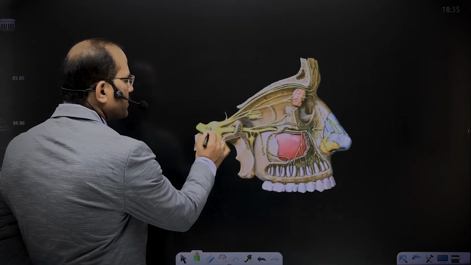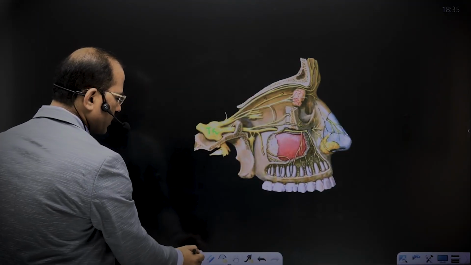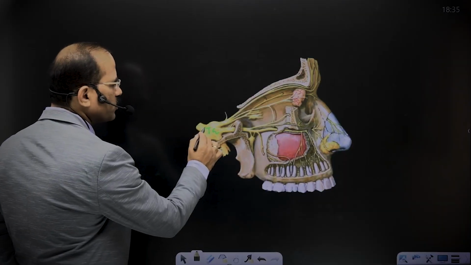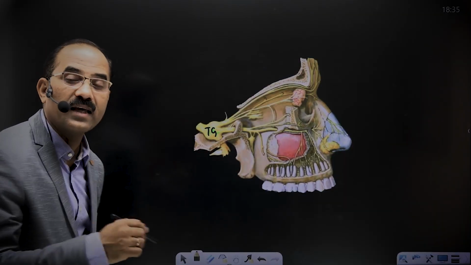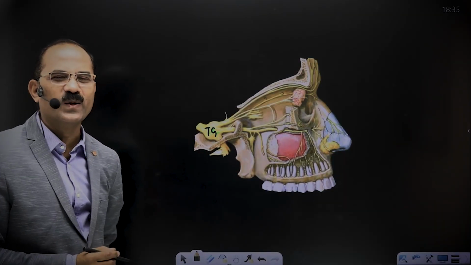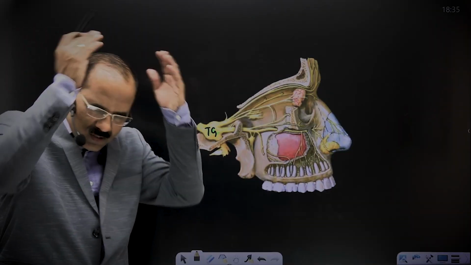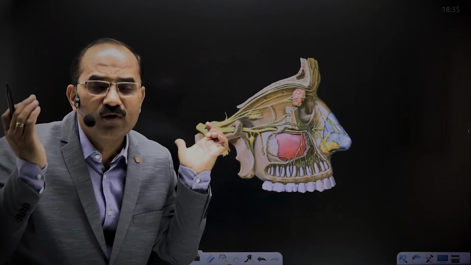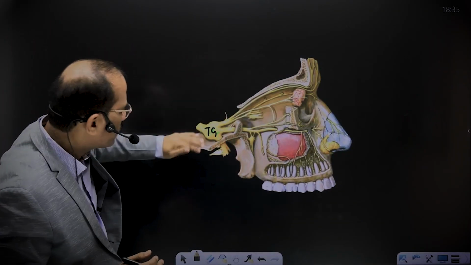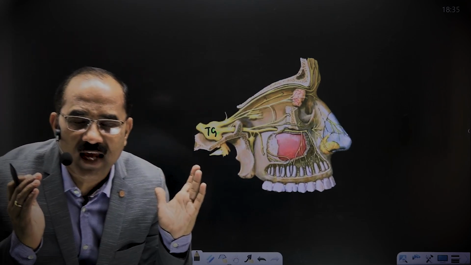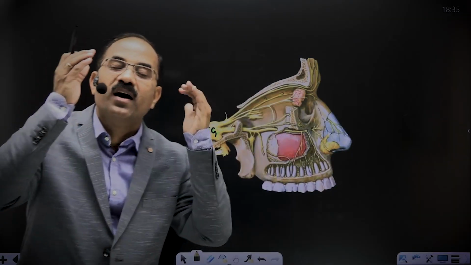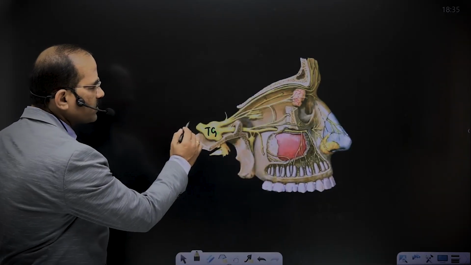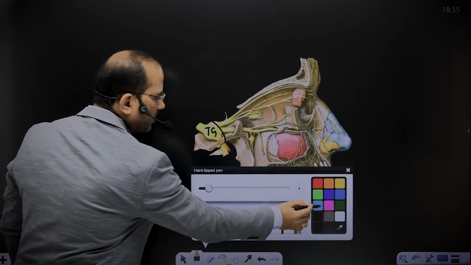What is this? This is the trigeminal ganglion. The trigeminal ganglion is also known as the Gasserian ganglion. And this trigeminal ganglion is covered by a fold of dura mater. It forms a cave in which the trigeminal ganglion lies, and this cave is known as Meckel's cave.